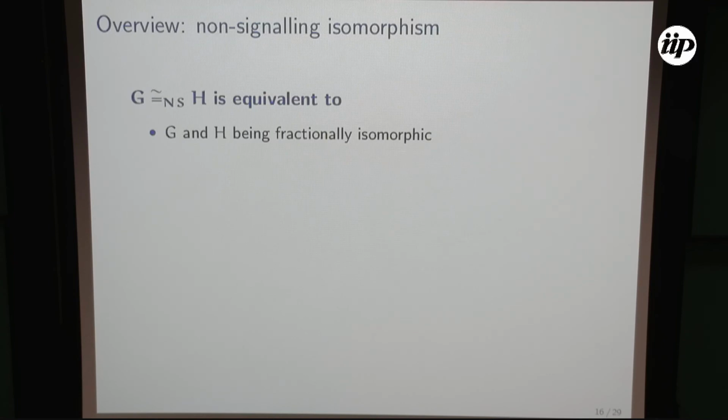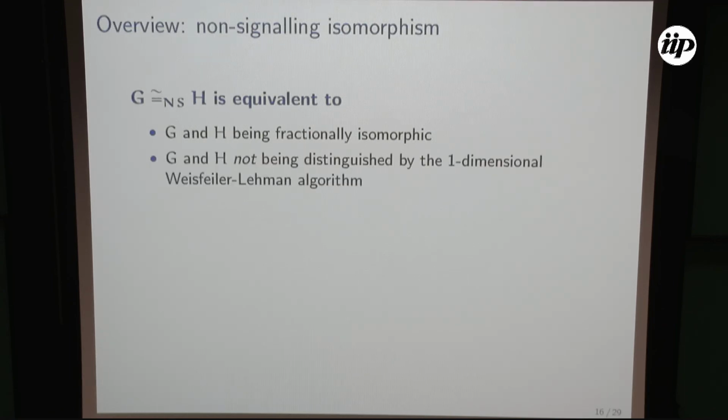Okay, but because this fractional isomorphism is previously studied, we get nice connections to other areas of mathematics. For instance, we know that non-signaling isomorphism is equivalent to graphs G and H not being distinguished by the so-called one-dimensional Weisfeiler-Lehman algorithm. This is a class of algorithms for trying to decide if graphs are isomorphic or not. For every dimension you have one algorithm, and if this dimension is fixed, then they run in polynomial time. And they are very well known in the literature on graph isomorphism.